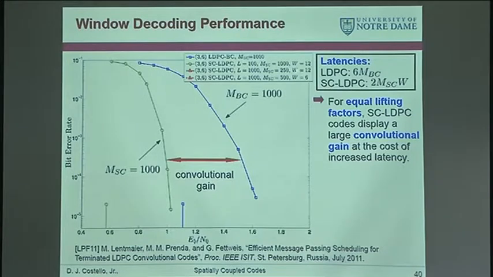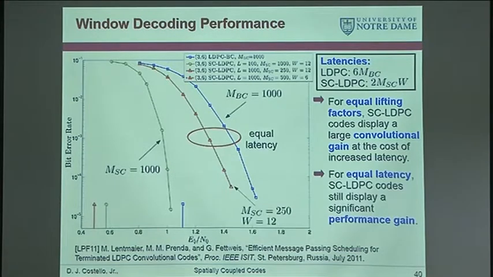If we take the W equal 12 case here, and our lifting factor is also 1,000, then we've got a latency of 24,000, whereas this latency was only 6,000. So this gain comes at the cost of increased latency and memory requirements. So the natural question is, what is the comparison when we have equal latency and memory requirements? Well, we can do that. One way we could do it is simply reduce the lifting factor of the spatially coupled code by a factor of 4, from 1,000 down to 250, and keep the window size at 12.